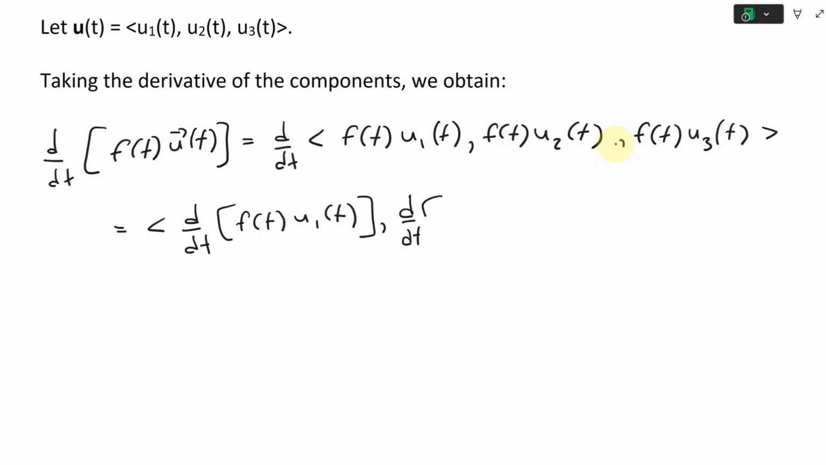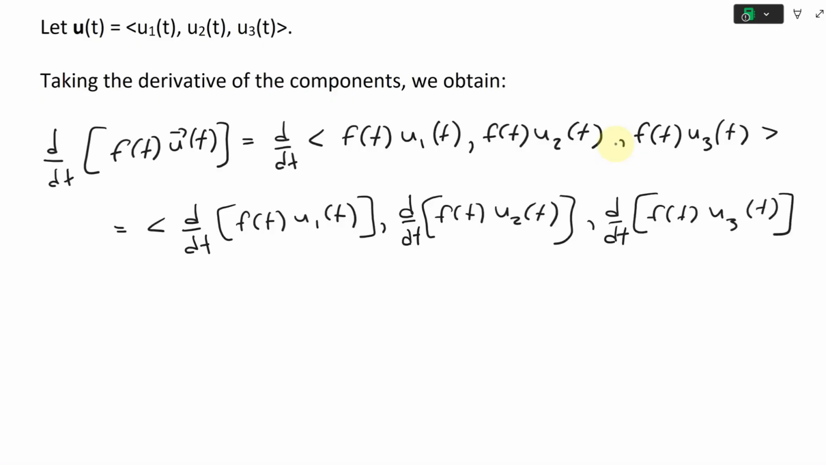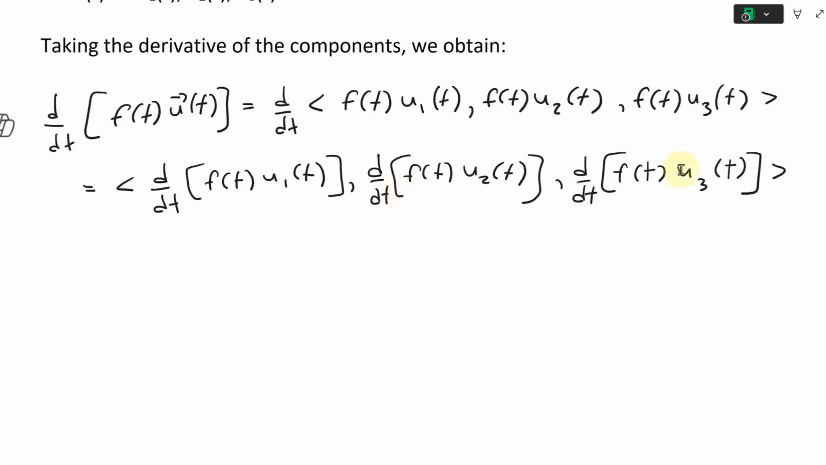And now this is going to be f(t), u2(t), and then d/dt of f(t), u3(t), like that. Here I just quickly shifted it over, and now we can take the derivative of each part right here, using just basic product rule.